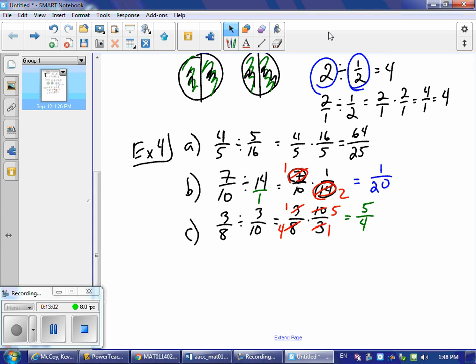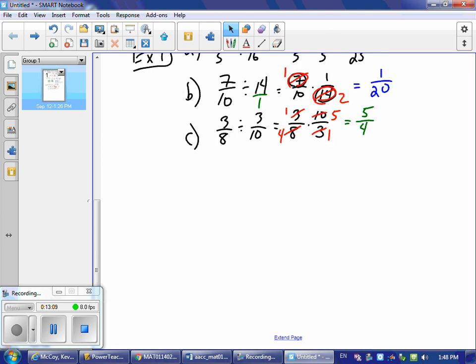All right, that is multiplying and dividing fractions. Personally, I think those are the two easier methods to use. Now we're going to get into adding and subtracting.